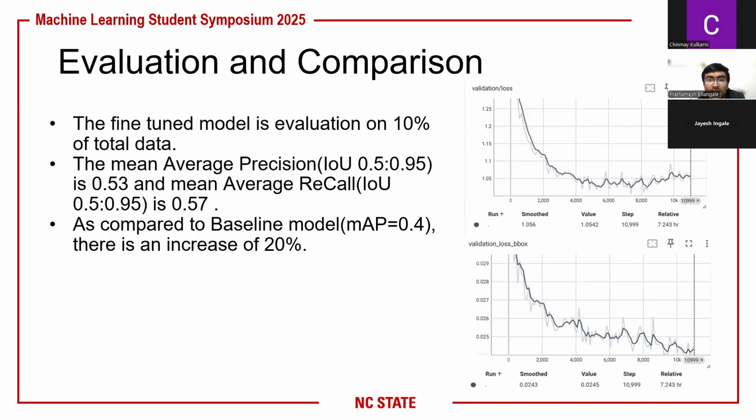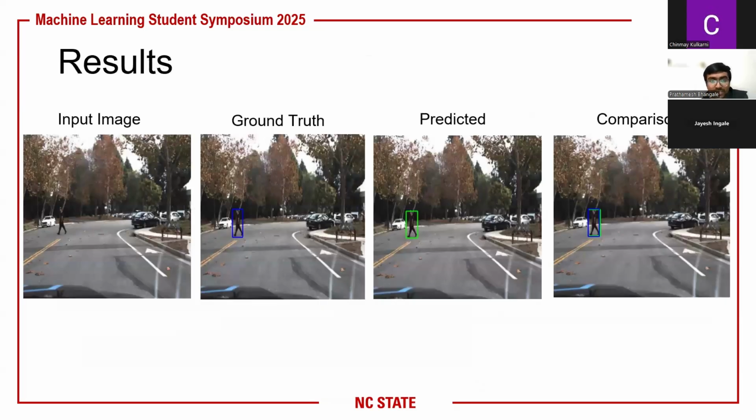This is a strong result, especially considering the base DETR model without fine-tuning only achieved a mAP of 0.4. This represents a 20% improvement in detection performance after fine-tuning, which clearly shows the benefit of tailoring a model to a specific domain. It also highlights DETR's ability to adapt to smaller focused datasets. Here are the evaluation results of our experiment, where we tracked average precision and recall using the COCO evaluator.